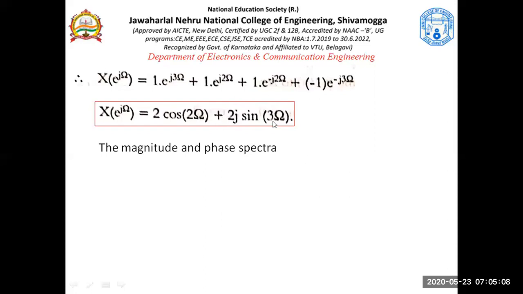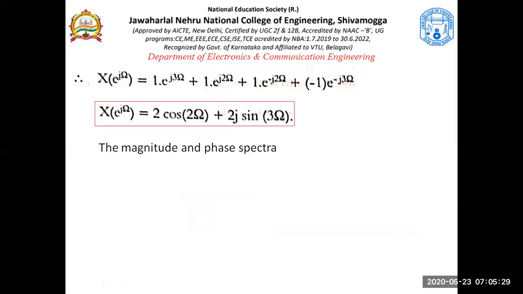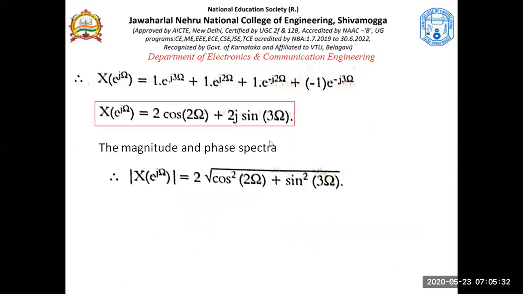The magnitude and phase spectra were asked. As you can see here, we are asked to find the expressions for magnitude and phase spectra. So we do not have to sketch the magnitude and phase spectra. Let's just write the expressions. This is of the form a plus jb. This is a complex number. If you have to treat this as a number, this is a signal anyway, but it's a complex signal.